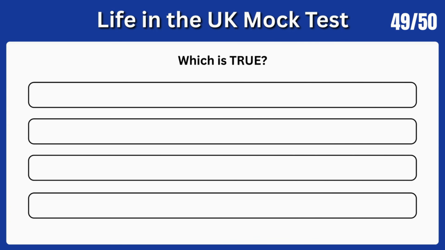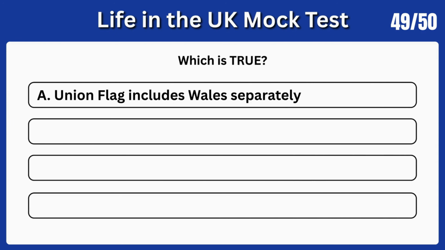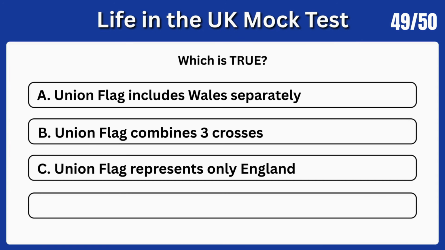Question 49. Which is true? A. Union flag includes Wales separately. B. Union flag combines 3 crosses. C. Union flag represents only England. D. Union flag excludes Scotland.